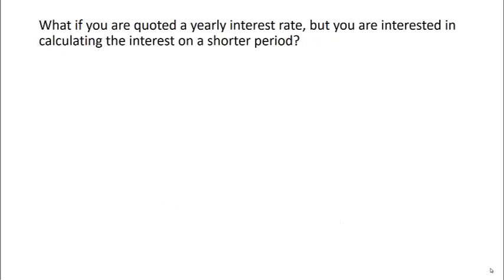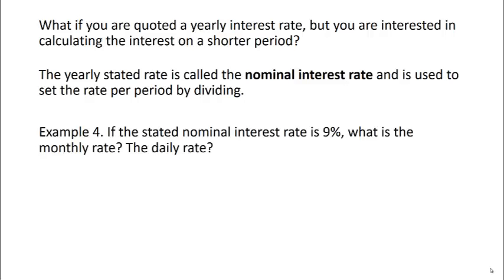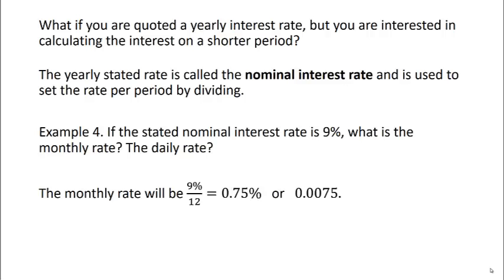Now, what if you were quoted a yearly interest rate, but you're interested in calculating the interest on a shorter period? The yearly stated rate is called the nominal interest rate and is used to set the rate per period by dividing. For example, if the stated nominal interest rate is 9%, what is the monthly rate? What about the daily rate? To get the monthly rate, we would take the nominal interest rate of 9% and divide by 12, since there are 12 months in a year.